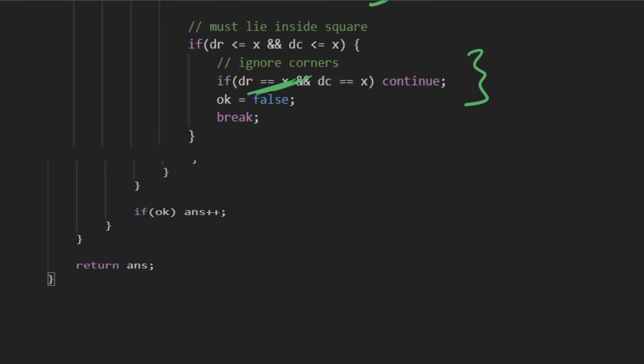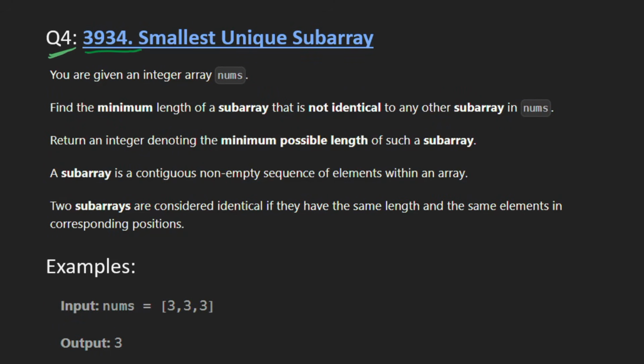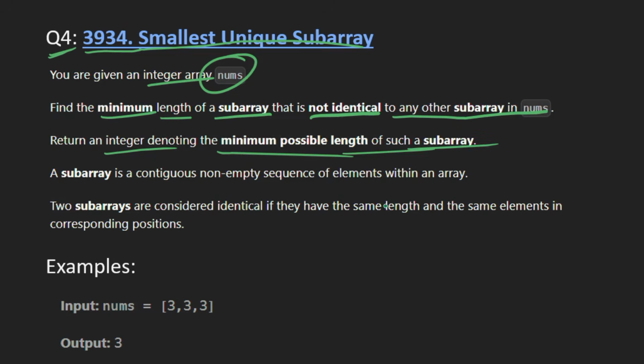Thank you. To question number 4, which is LeetCode 3934, that is smallest unique subarray. In this question we are given an integer array named nums, and we have to find the minimum length of a subarray that is not identical to any other subarray in nums. We have to return an integer which denotes the minimum possible length of such a subarray.